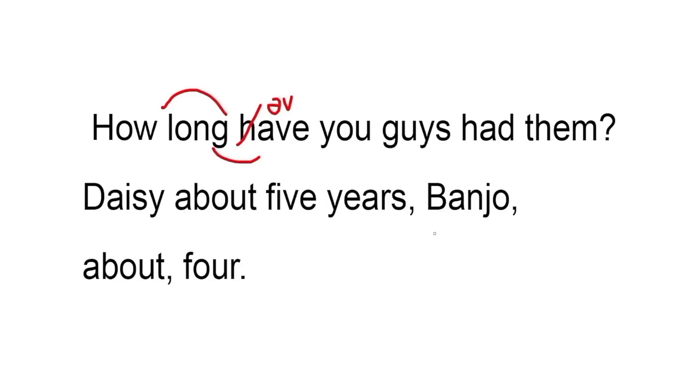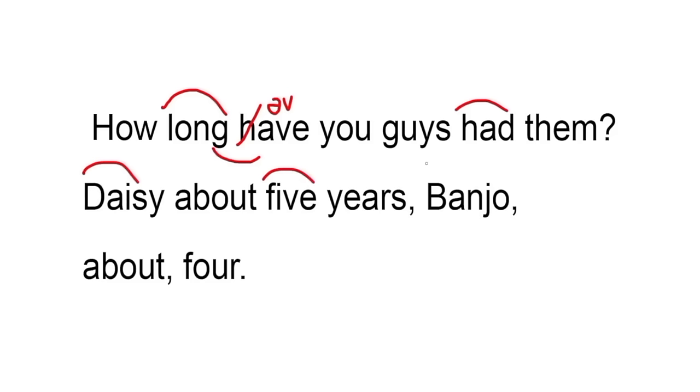Had also has a little bit of stress. Had them. Them is another word that often reduces by dropping the TH. I did not do that here. How long have you guys had them? Even though I didn't do it, it's still not stressed. It's lower in pitch. The intonation doesn't have the up, down shape of stress, that curve in the voice. How long have you guys had them?